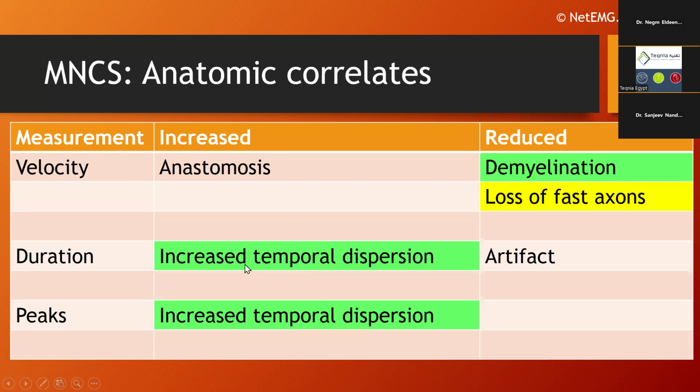You can have increased duration due to increased temporal dispersion. You get more peaks because of increased temporal dispersion. The velocity is reduced due to demyelination, and it can also be reduced due to loss of fast conducting axons, as I indicated earlier. The duration can be reduced because of artifacts, particularly if wrong filter settings are used. If your low frequency setting is increased artificially or by accident to say 100 hertz, you will get a much shorter duration.